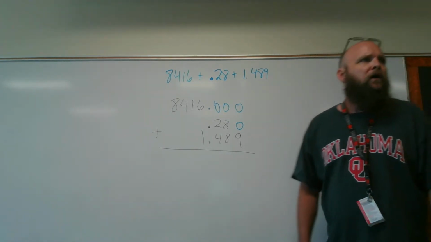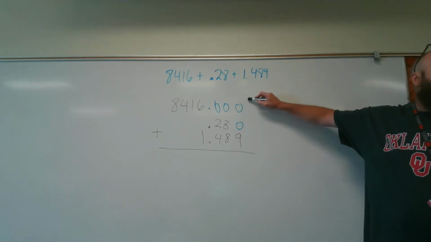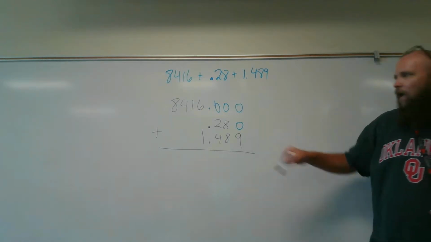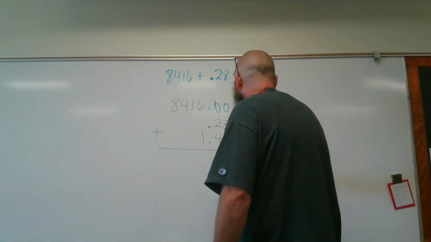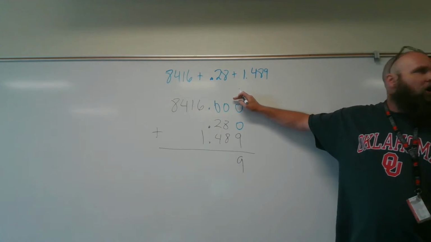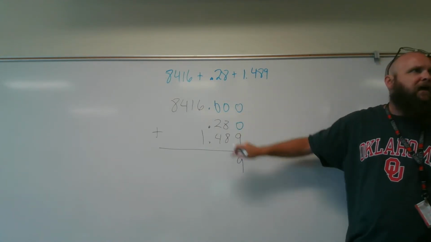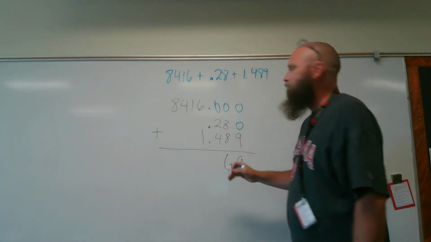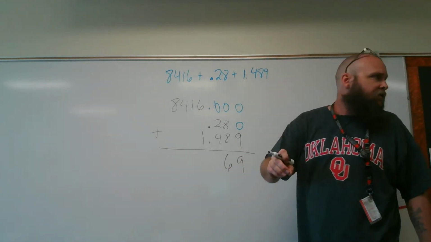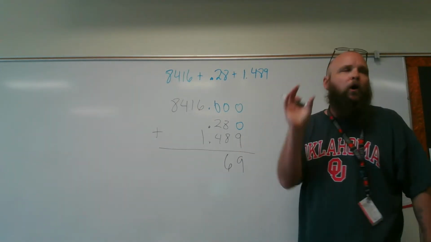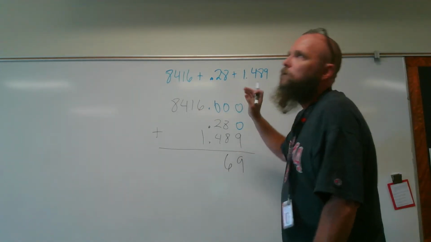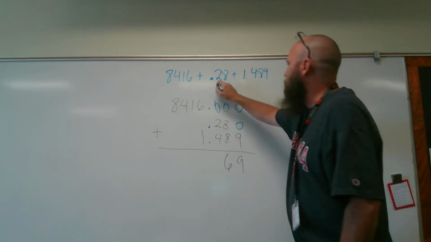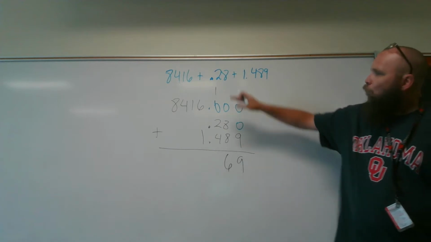Jay, our thousandths place. 0 plus 0 plus 9 is? 9. That's in our thousandths place. Jay, our hundredths place. 0 plus 8 plus 8. 16. I have 16 hundredths, which means I have 1 tenth and 6 hundredths. So I got to carry 1 tenth over here. 1 plus 2 plus 4.